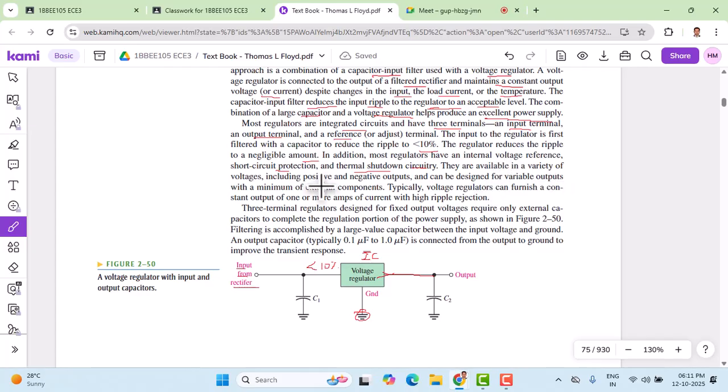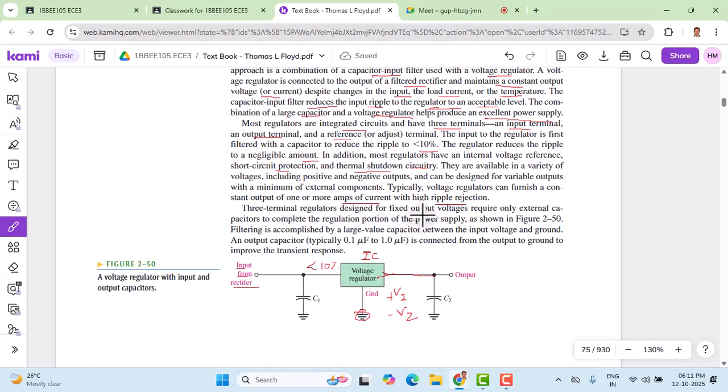There is a variety of voltages, including positive and negative outputs. They always come with different reference voltages VZ, either positive VZ or negative VZ. There are different types of output voltages, and regulators can be designed for variable outputs also with minimum external components. Typically, voltage regulators can furnish a constant output of 1 or more amps of current with high ripple rejection. That's the role of the regulator here.